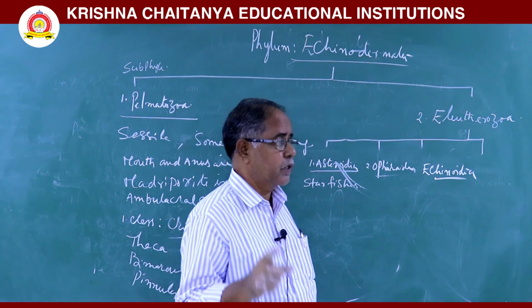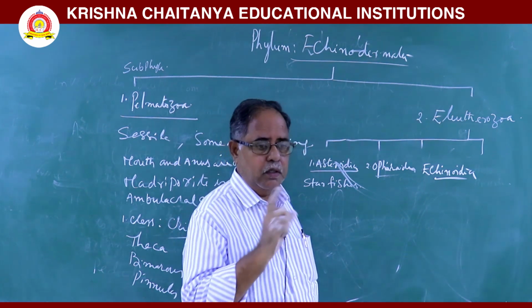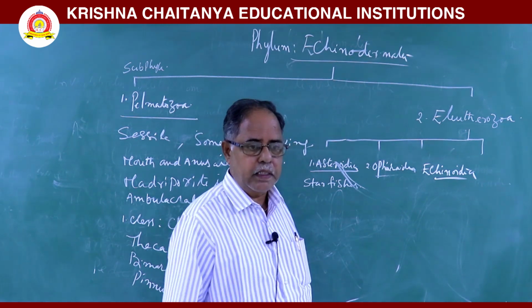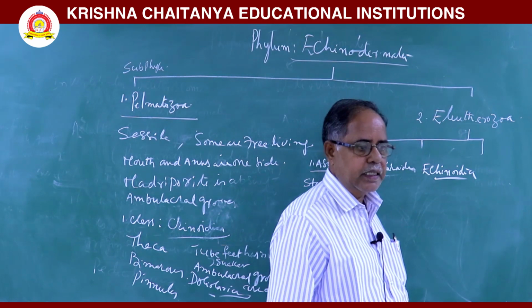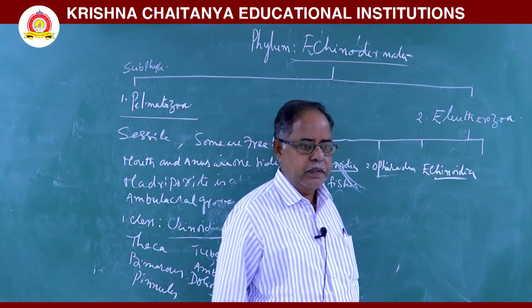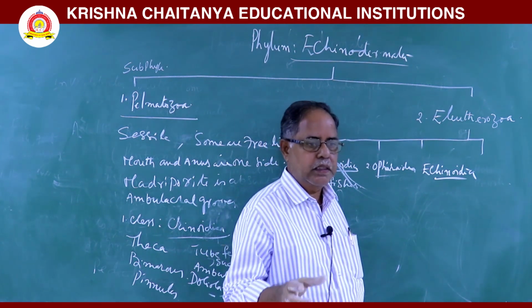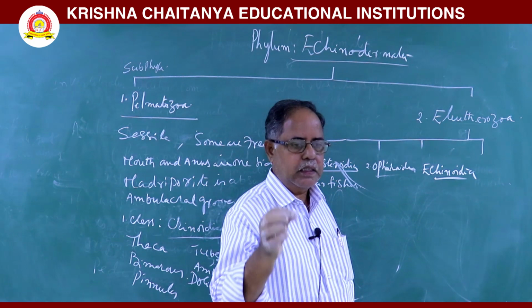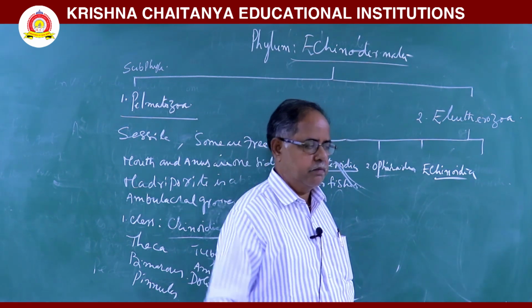In this animal, one peculiar character is there. In the buccal cavity, the mouth, one movable five-jaw apparatus is there. That is called Aristotle's lantern. This is used for mastication. During developmental stages, one larva is seen. That larva is called the echinopluteus larva.